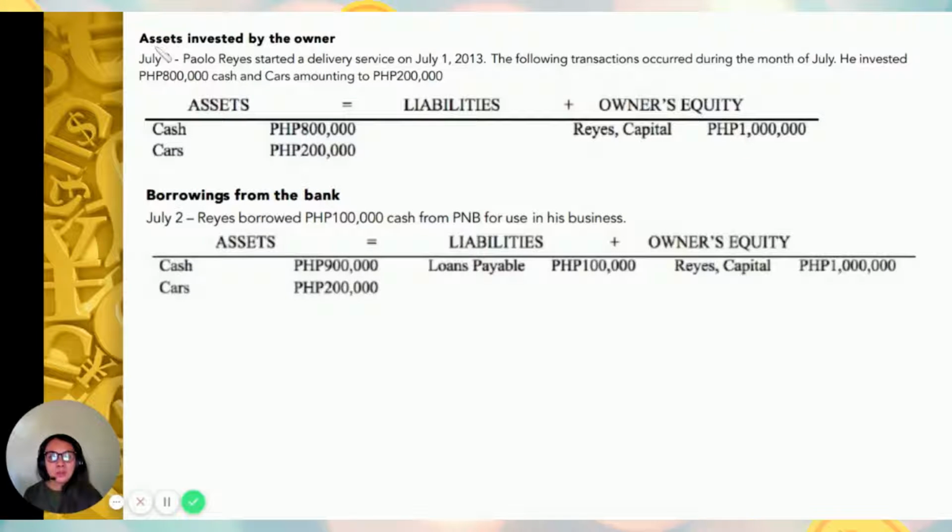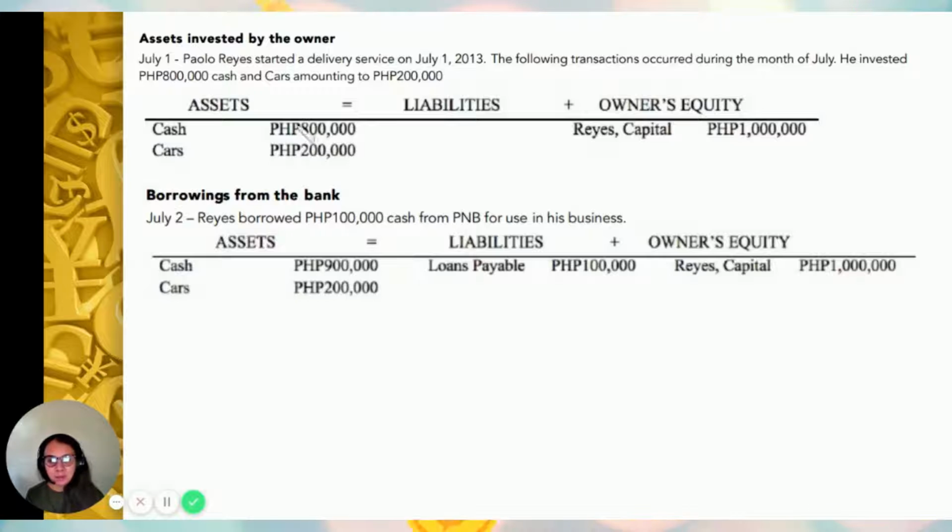The first one that we studied was assets invested by the owner. Now, we're going to look at the effect of the accounts when we borrow from the bank or when the owner borrows from the bank. July 2, Reyes borrowed 100,000 pesos cash from PNB for use in his business. In this transaction, Reyes, again, is the owner, right? He previously invested cash and cars, and now he borrowed an additional 100,000 cash from PNB.